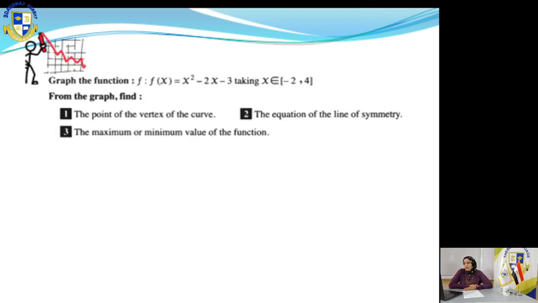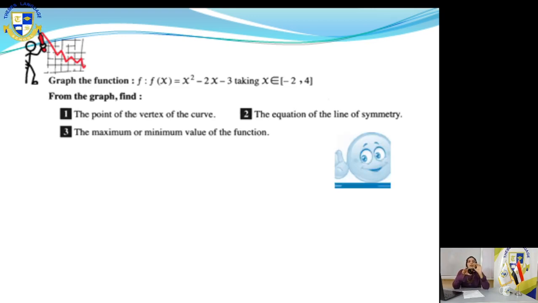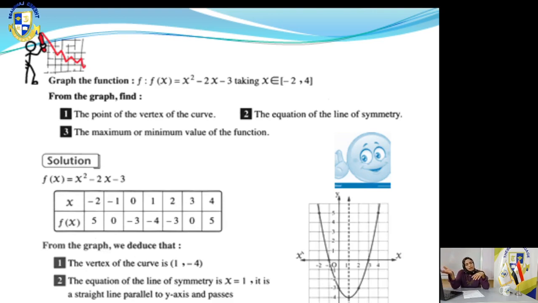Graph the function f of x equal x power 2 minus 2x minus 3, taking x belong to -2 and 4. From the graph, find the point of the vertex, the equation of the line of symmetry, the maximum or the minimum value of the function. By the same way, we will take some points from -2 to 4, then find the image of each one to have some ordered pairs and represent them on the graph.